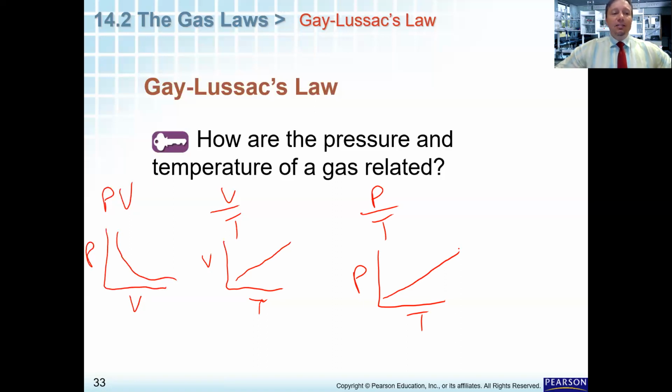So we learned that both Charles and Gay-Lussac's is a straight line, whereas Boyle's law is a curved line because it is inversely proportional. Hopefully you jot these down in your notes. This is really important. So I would pause the video, make sure I got these 3 graphs labeled and understand the concept behind them.